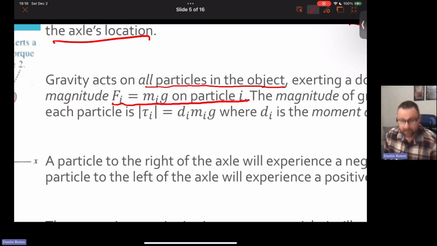You'll notice that F has a subscript i. Let me see if I can zoom in. Yeah, F has a subscript i because those forces may be different. Each individual piece, we may not chop it up evenly. So each individual piece in this object may have a slightly different mass, so it's going to have a subscript. But g, the acceleration due to gravity, they all feel the same g.